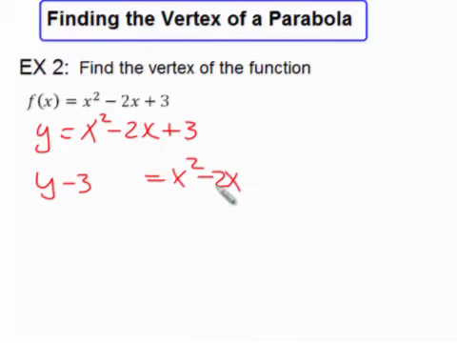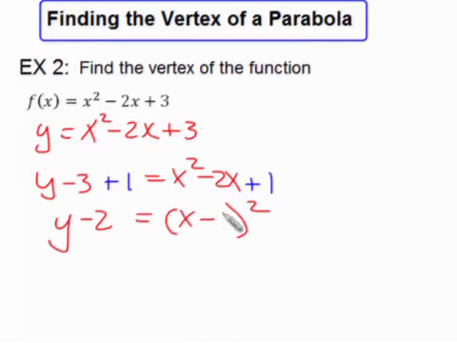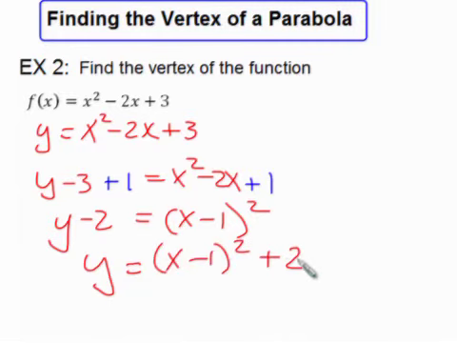So completing this square, we have half of negative 2, which is negative 1, and then we need to square it, which gives us a positive 1, which I also need to add to the other side. This gives me y minus 2 equals, and the reason that I added the 1 is so that I can form a perfect square. So we have x minus 1 squared. So solving for y, we get quantity x minus 1 squared plus 2.